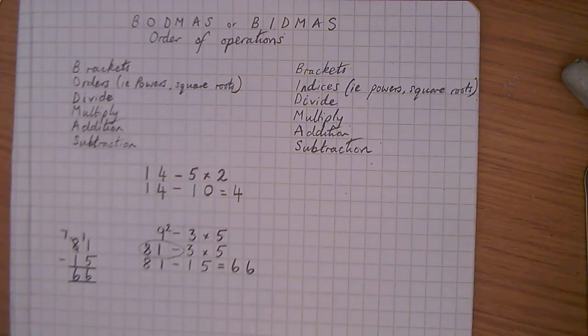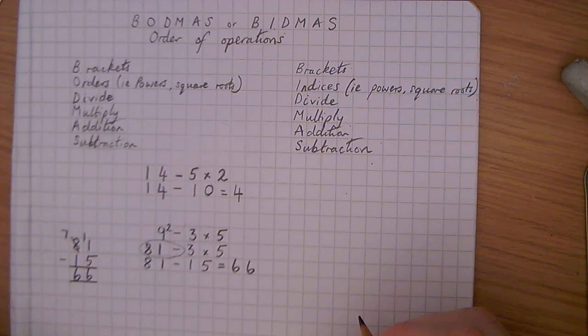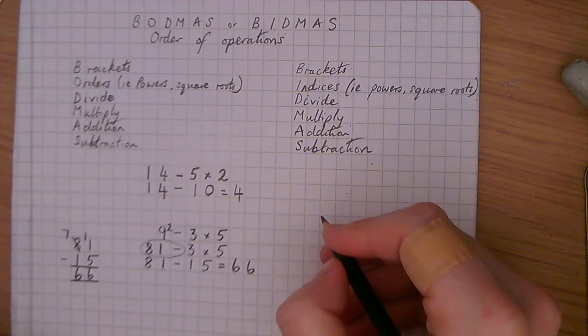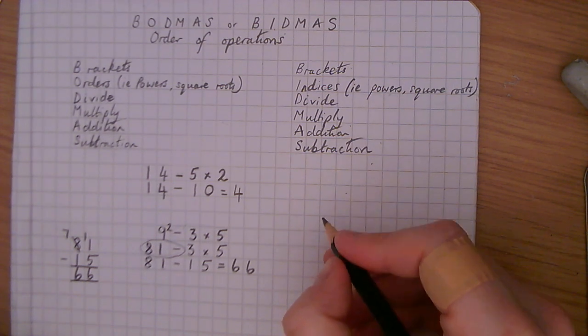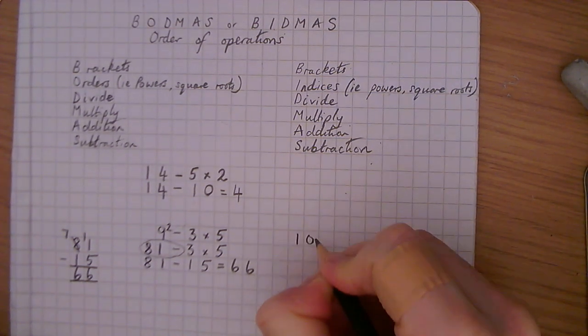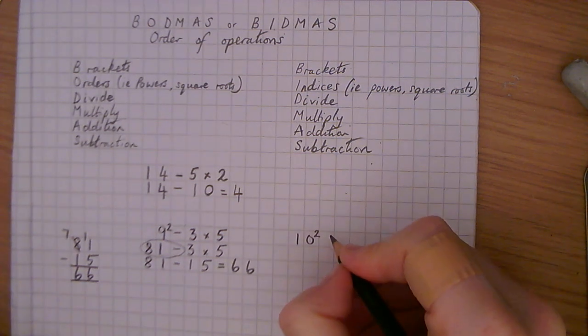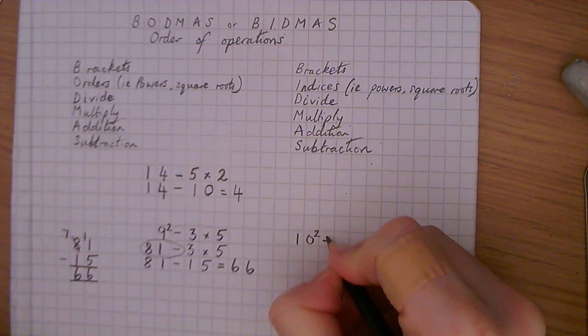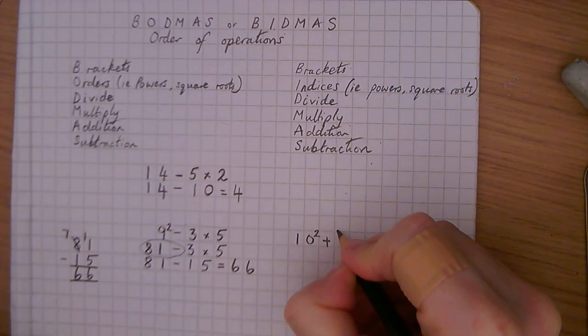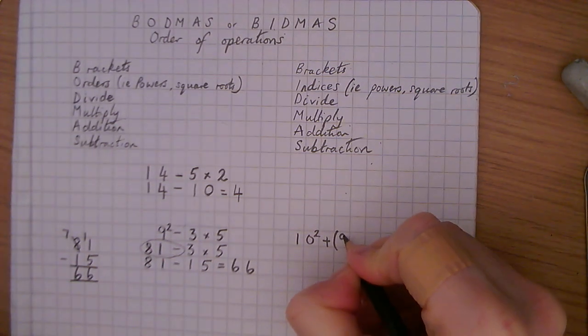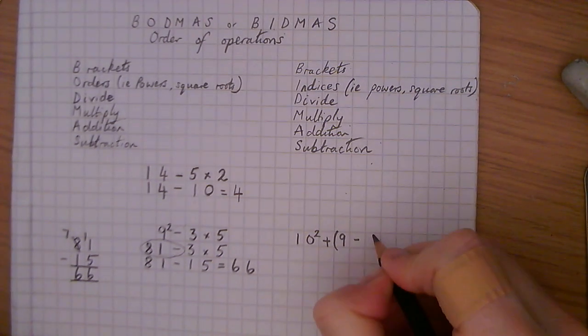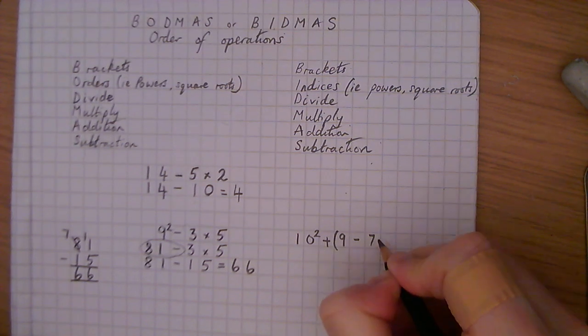Let's look at another one. Let's look at one with some brackets in. Let's have a look at 10 squared plus, in brackets, 9 minus 7.